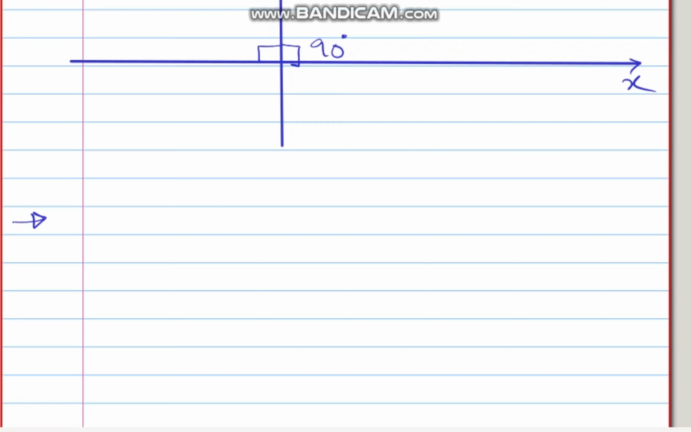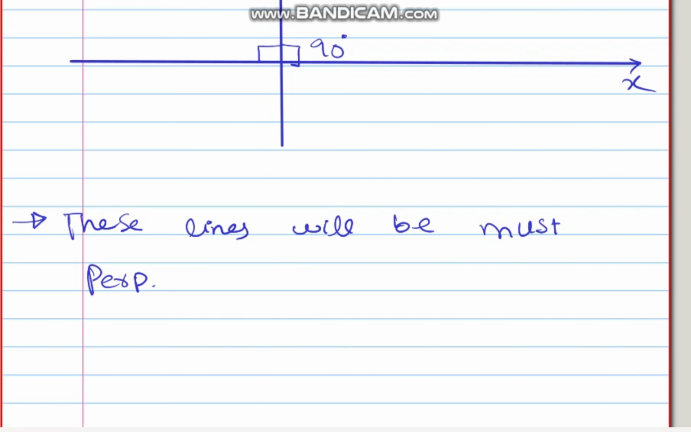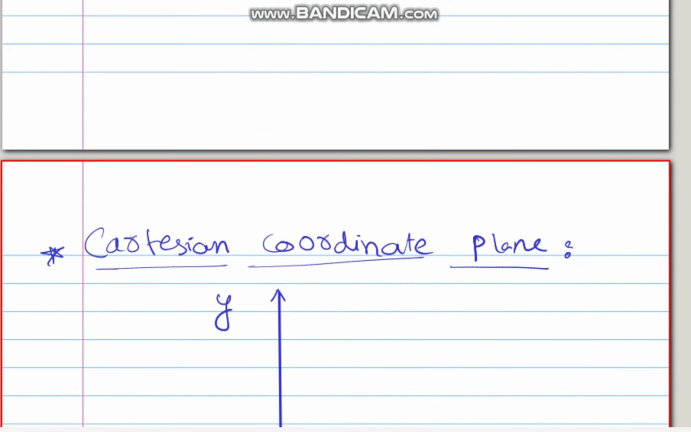The main thing is I am writing the main point. These lines must be perpendicular to each other. If they are not perpendicular, it is not a Cartesian plane. The perpendicularity is very important. This is the important point. So this is just the coordinate plane, a very important and very simple thing. So dear students, please be careful and be attentive.